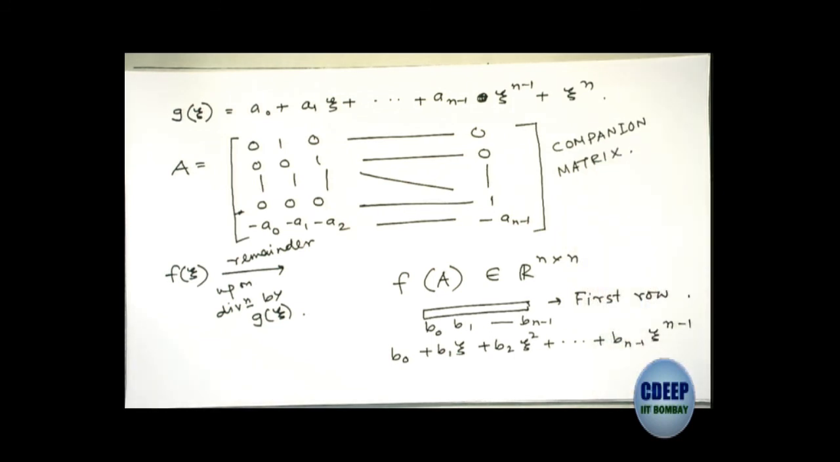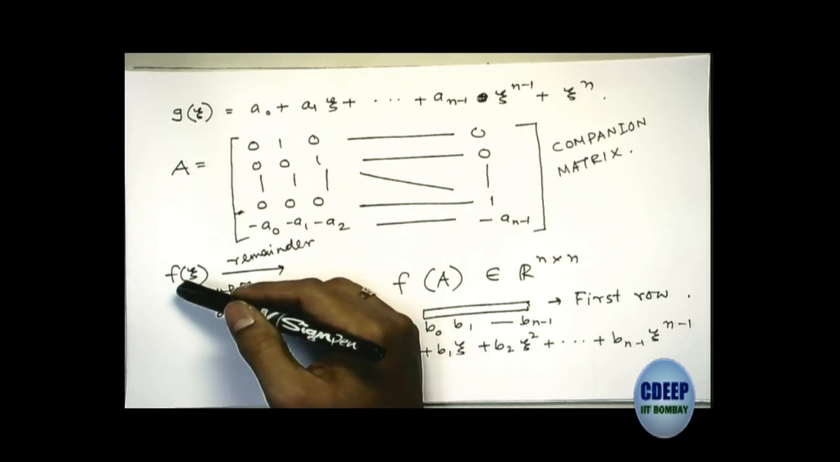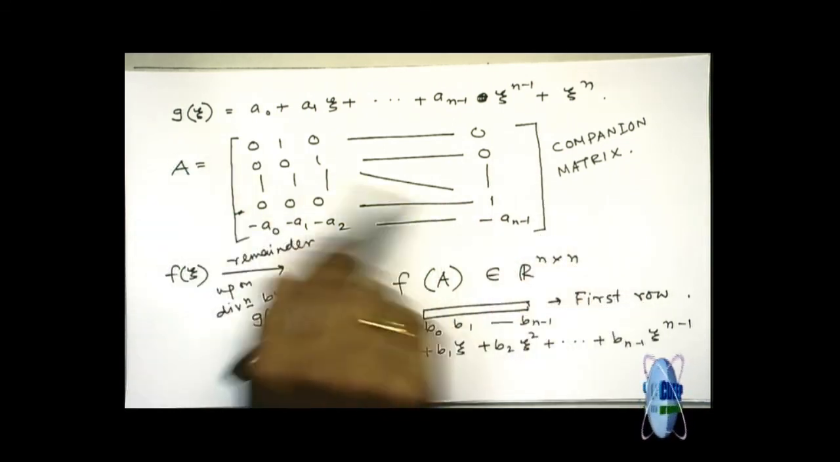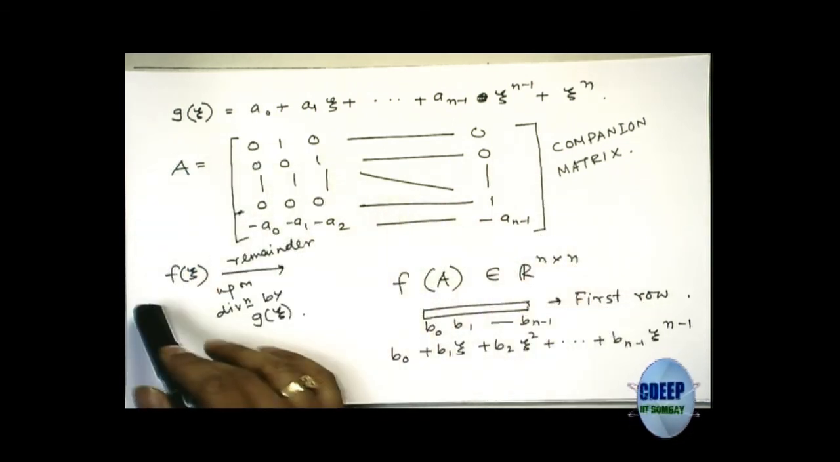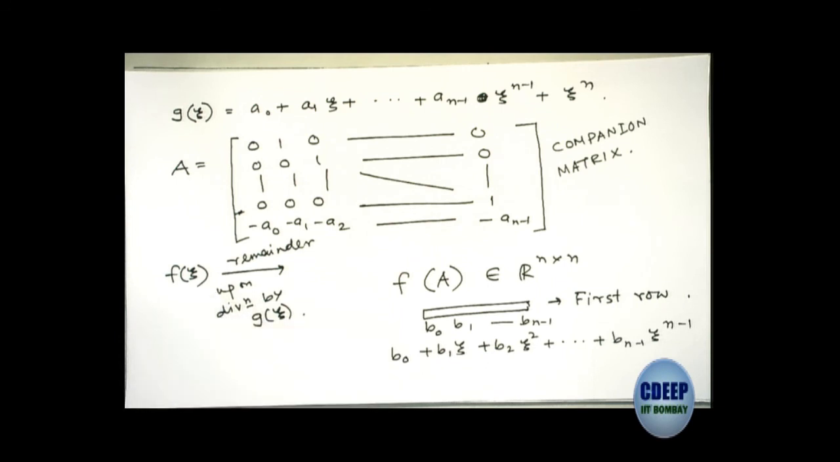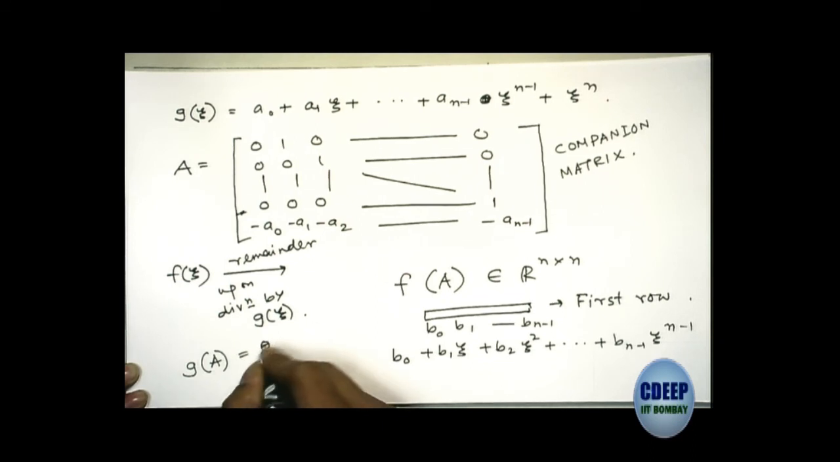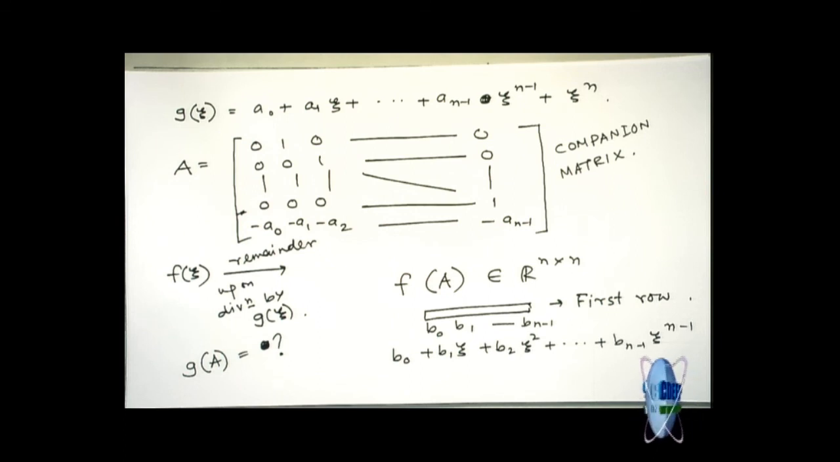In particular, if you take for f of xi the same g of xi, the same polynomial from which you have found out the companion matrix. Suppose for f of xi you take g of xi. What should you get for g of A? What should be g of A? g of A turns out to be 0, because you see, if you look at g of xi and divide by g of xi, you get remainder to be equal to 0, right? So that tells us the first row has to be 0. Now, what is the second row? That was the question, right? What does the second row mean?